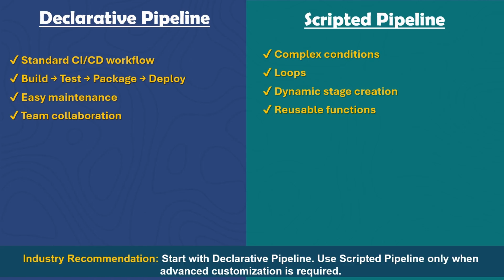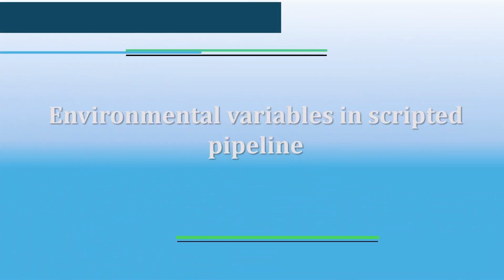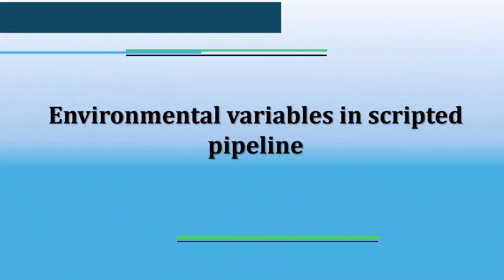So far, we have learned how scripted pipelines are structured and how to write different pipeline stages, but in real DevOps projects, hard coding values inside the pipeline is never a good idea. Imagine writing a branch name, application version, deployment server, or credentials directly in your Jenkinsfile. Every time something changes, you have to edit the pipeline code, which increases the maintenance effort and introduces unnecessary risks.